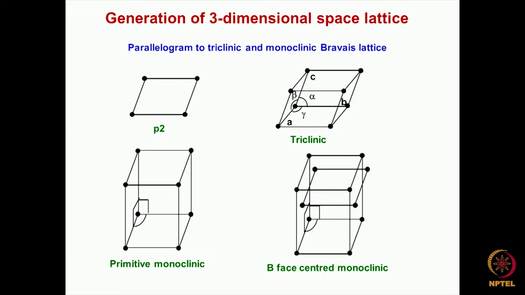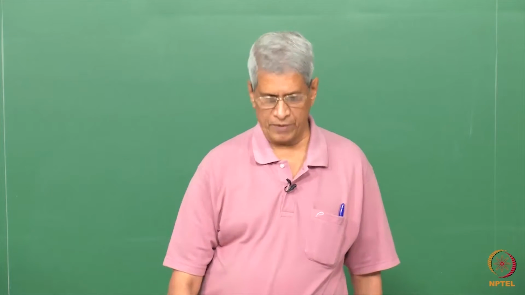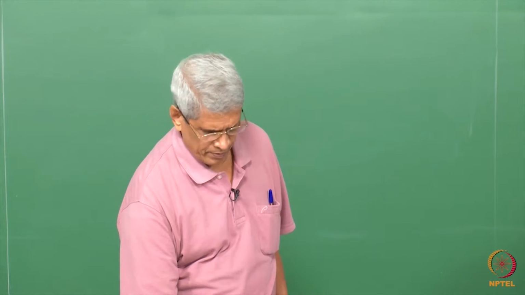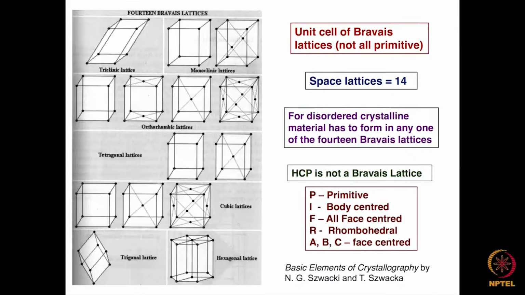So by keeping layers either at symmetry points or at random points, we can generate different types of lattices, but finally, if we look at how many lattices we can generate, there are only 14. These 14 lattices are represented here.